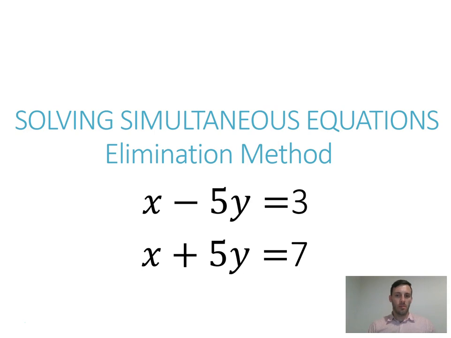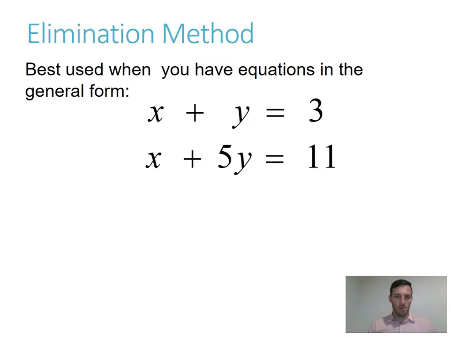This method can be used to solve complex equations with more than two unknowns. For now, we'll just focus on two unknowns. Remember, to solve simultaneous equations, you need the same number of equations as unknowns. If we had 3 equations, we could solve for 3 unknowns. So the elimination method is best used when you have equations in the general form.